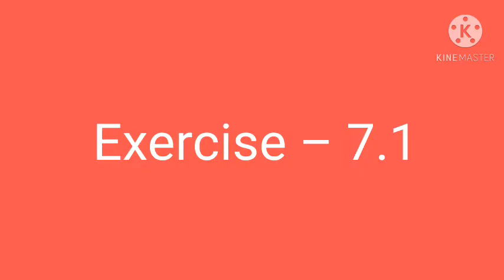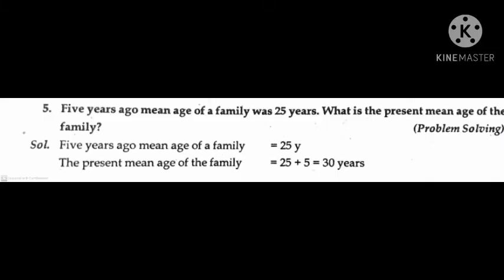Let us discuss exercise 7.1 problems. Fifth question. 5 years ago, the mean age of a family was 25 years. What is the present mean age of the family? Solution. 5 years ago, the mean age of the family is equal to 25 years. Therefore, the present mean age of the family is equal to 25 plus 5, that is 30 years.